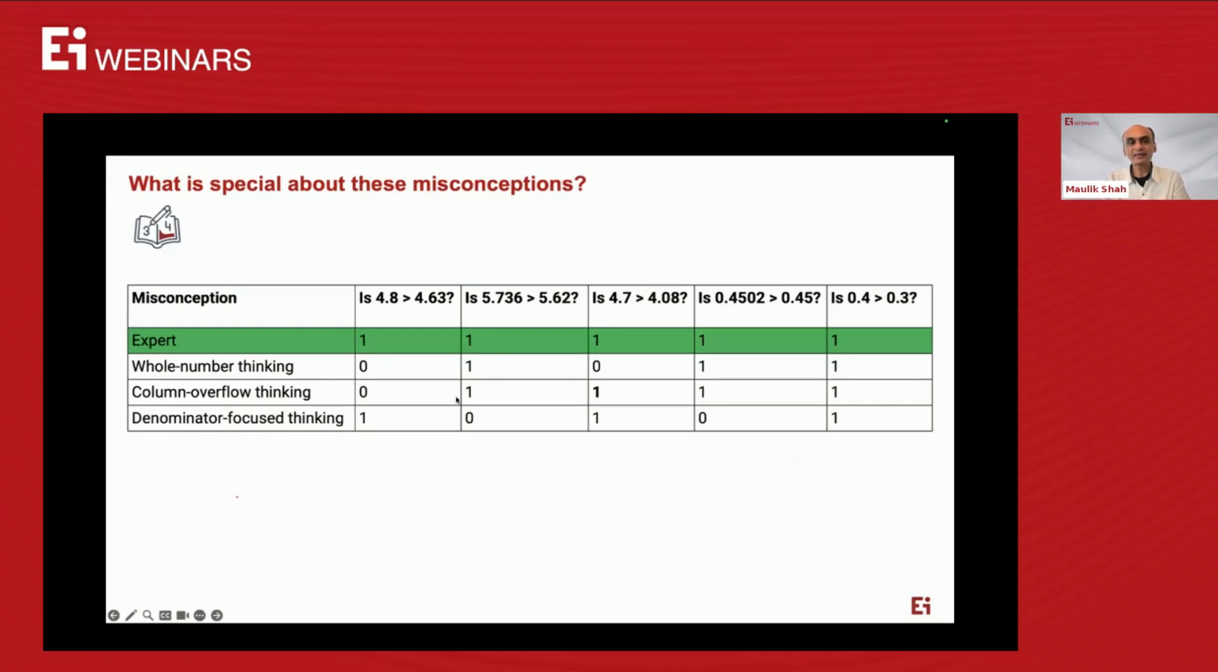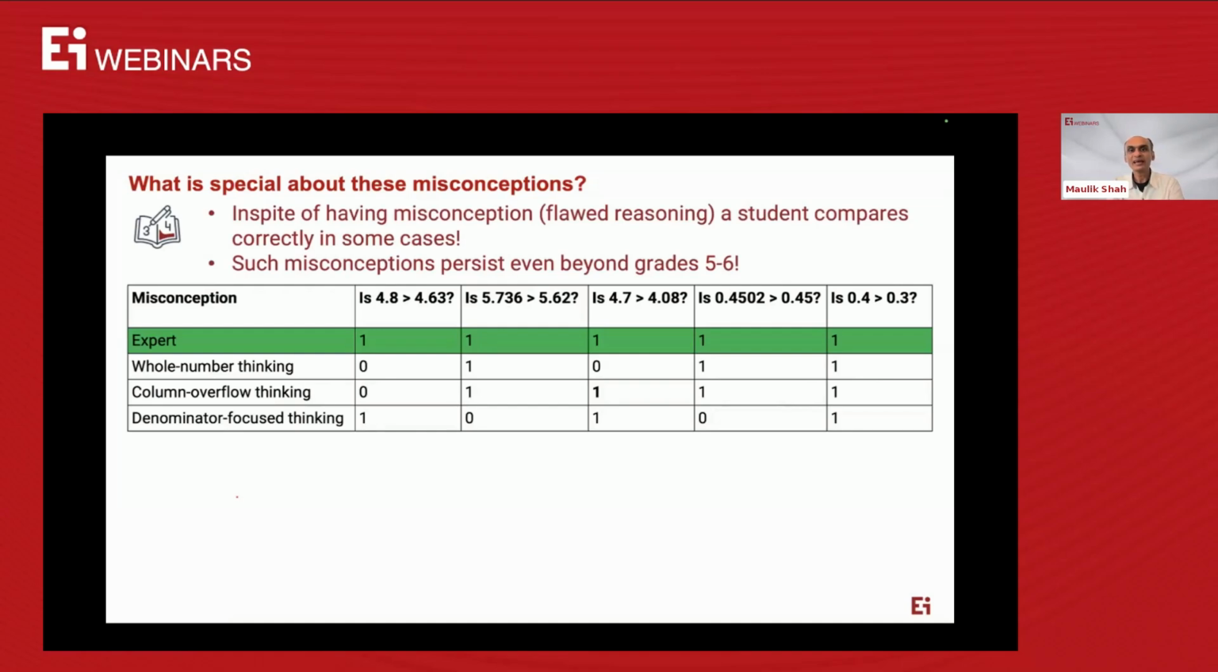Now, what is interesting is that in spite of faulty thinking, in some scenarios, students will get their answer right. So 5.736 and 5.62. Indeed, that 736 is greater than 62. So this number is greater than 5.62. So in spite of having faulty understanding, they get this pair right. Similarly, students have faulty understanding with respect to comparing as hundreds. They will get these four questions right. So the underlying message is basically, in spite of faulty understanding, they will get some questions right, which is reinforcing their understanding.